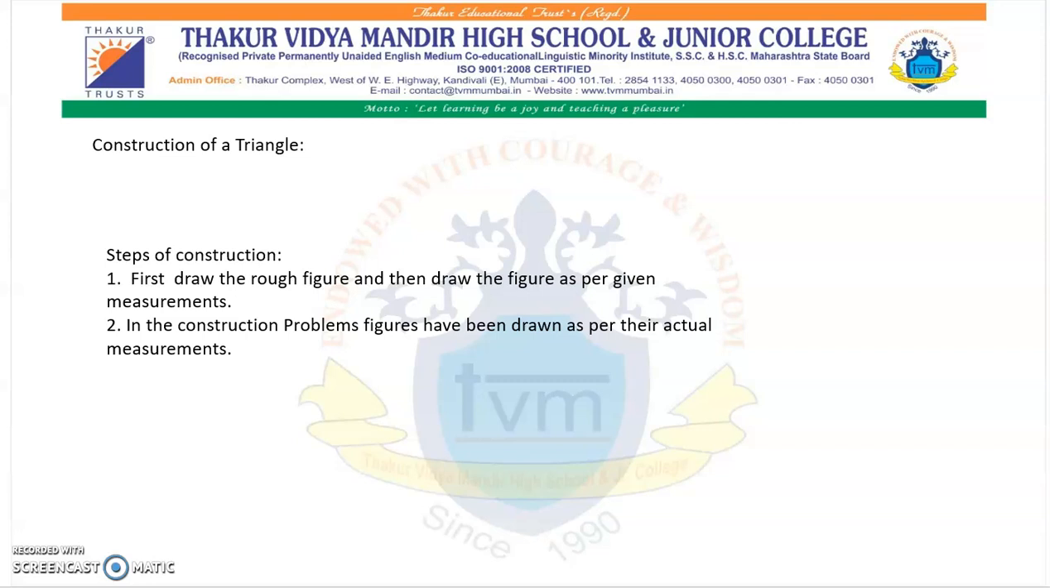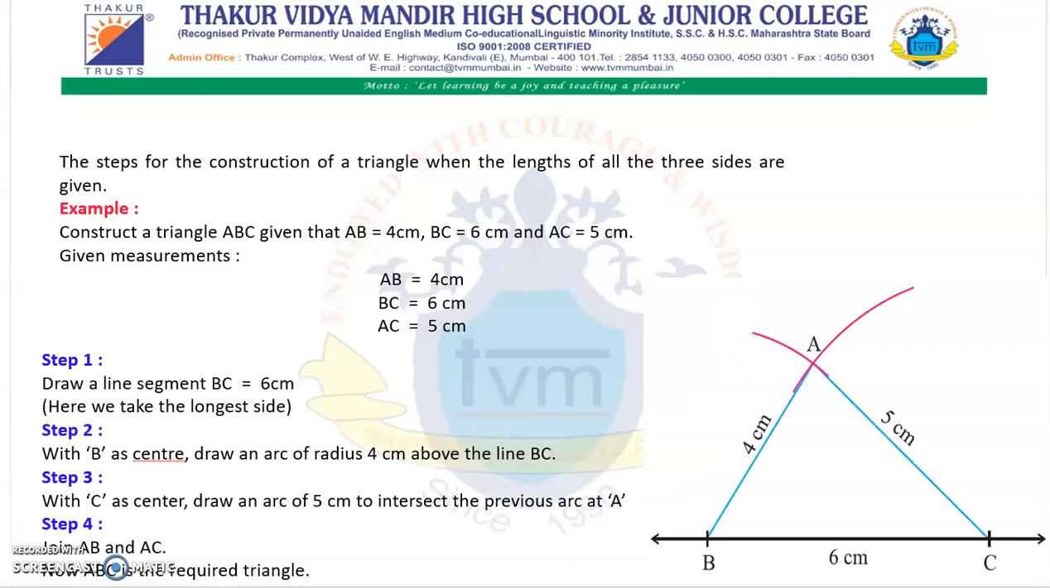First step, you have to draw the rough figure and then draw the figure as per the given measurements. In the construction problems, figures have been drawn as per their actual measurements. The steps for the construction of a triangle when the length of all the three sides are given.